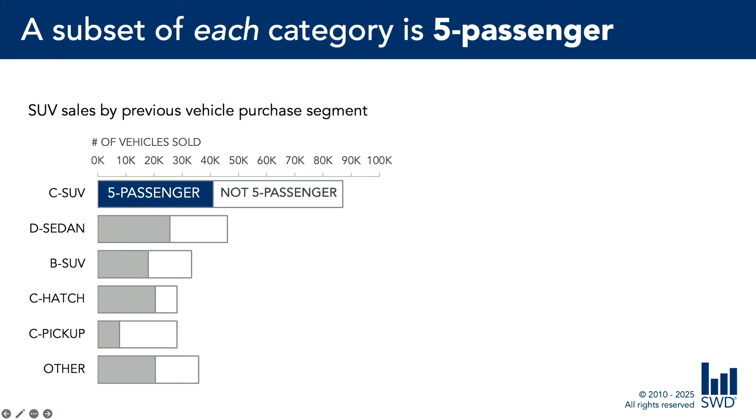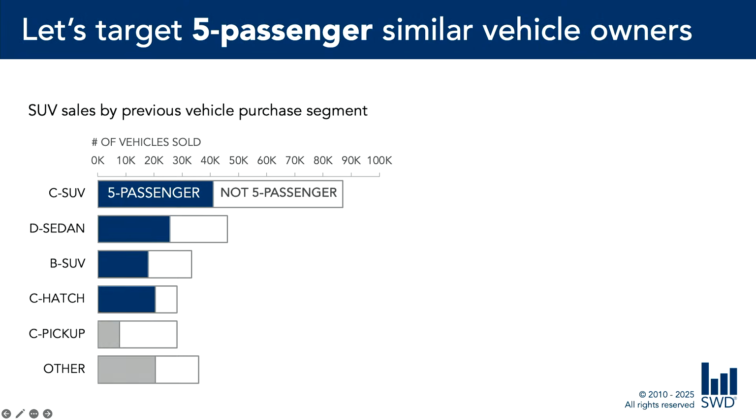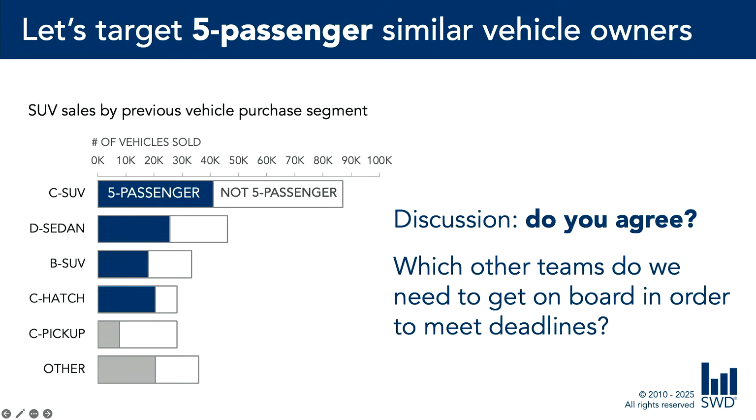So it's possible that targeting similar capacity cars could flip people into an SUV, particularly if we stick to similar types. That's actually what we recommend, is that we target 5-passenger vehicles of similar vehicle owners. What do you think? Do you agree? Can we move forward? What other teams do we need to get on board in order to meet our upcoming deadlines?